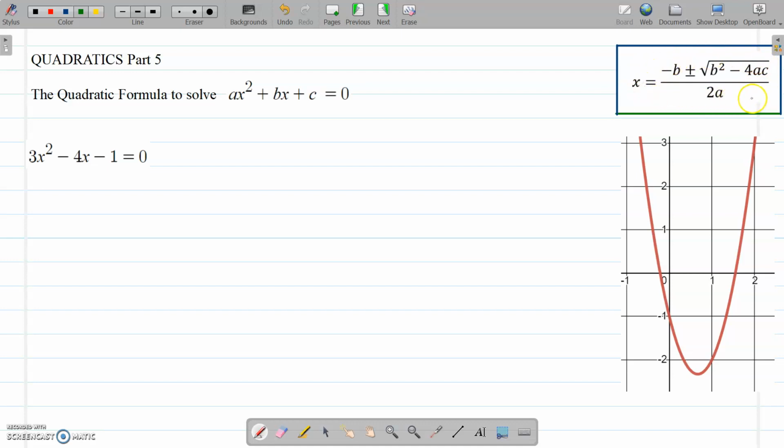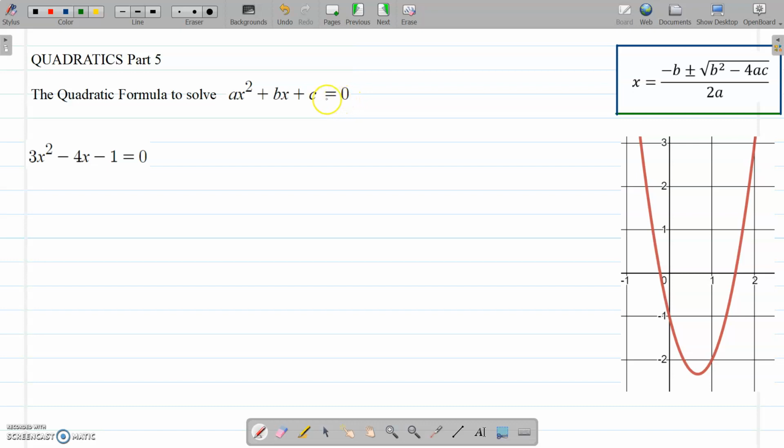Now this comes from a process called completing the square, and I will explain in another video exactly how this is derived and where it comes from. But for now, we'll just accept it and use it as it is. And it relates to the general quadratic equation, ax squared plus bx plus c equals 0.